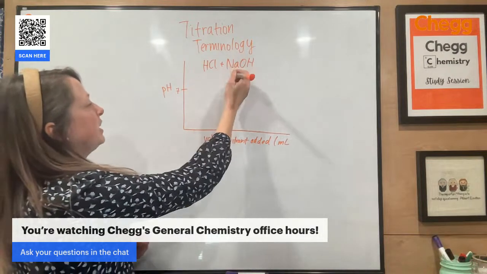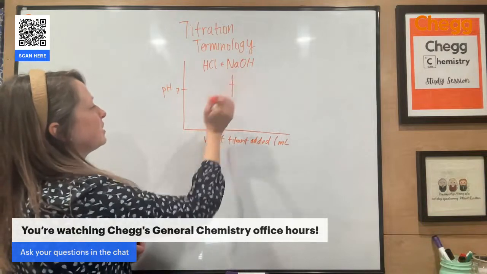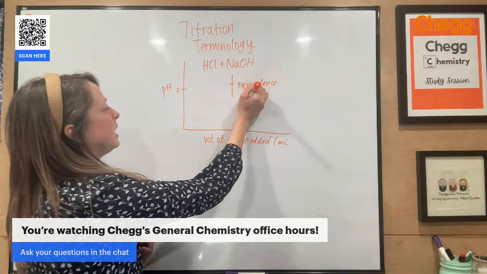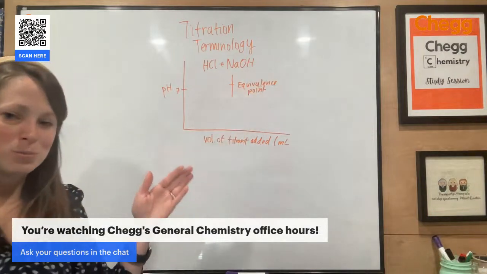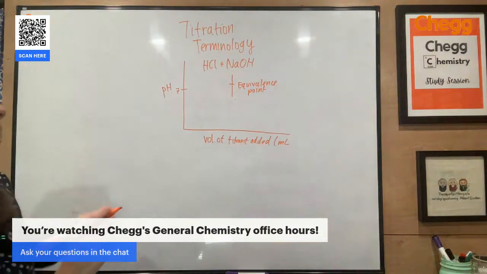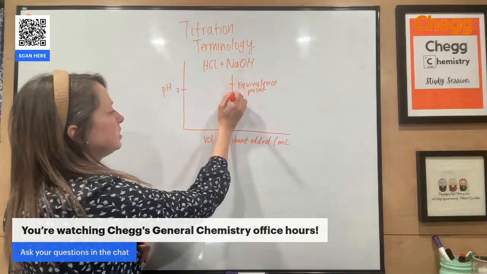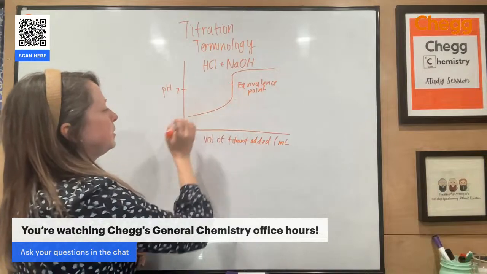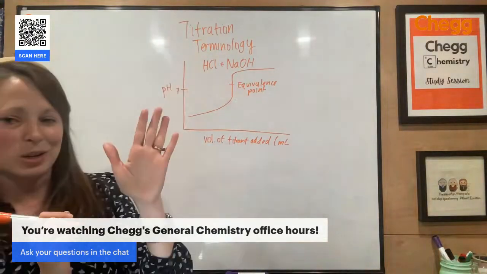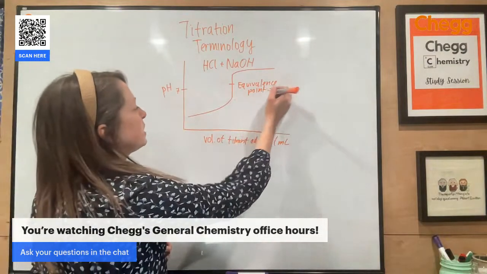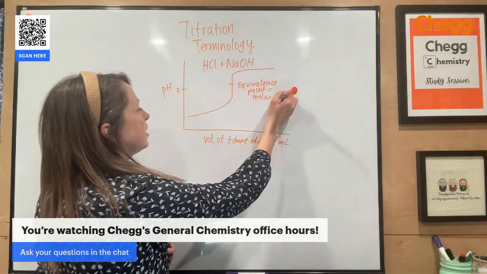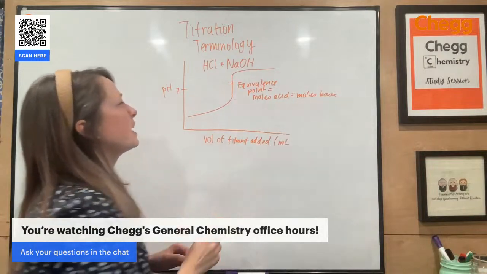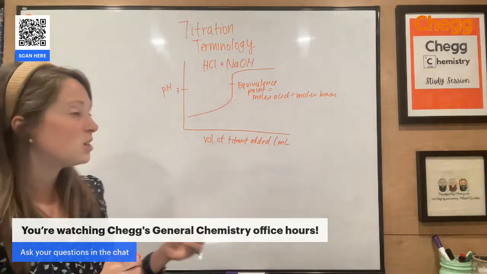Would help if I could draw a straight line. All right, so I'm going to have this point. This is known as the equivalence point. And notice I'm drawing this first. Your equivalence point is going to fall at the vertical point of the curve, with a pH above and a pH below. So we're going to have a vertical point in the middle. And this is where your moles of acid are equivalent to your moles of base. In a strong acid, strong base titration, that's always going to happen at a pH of 7.